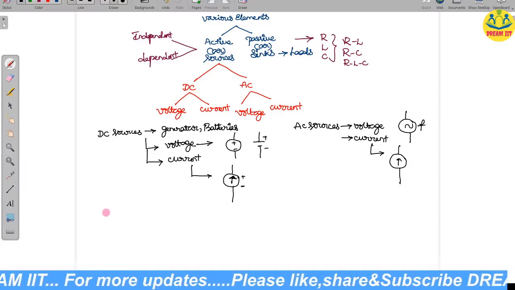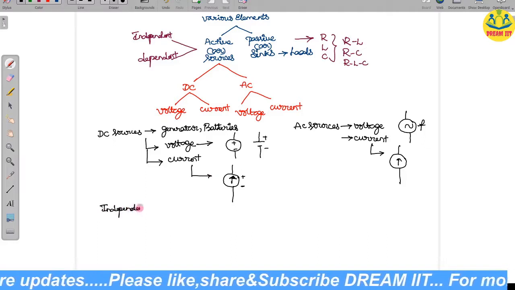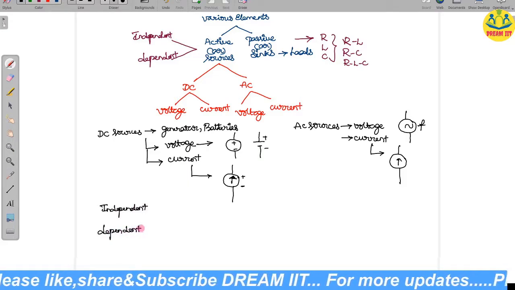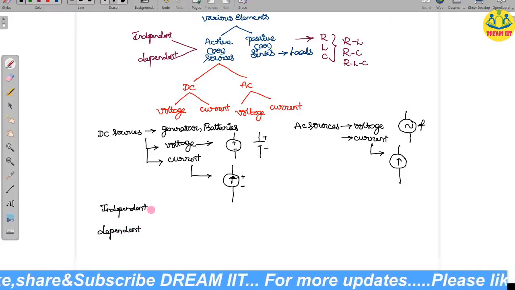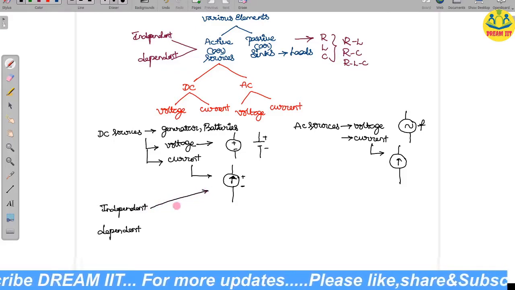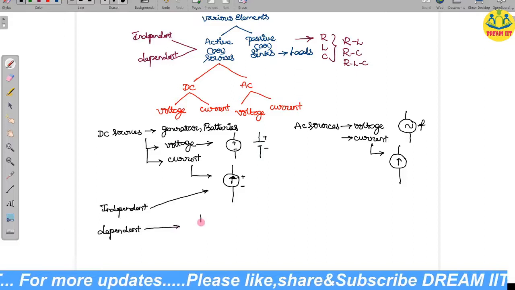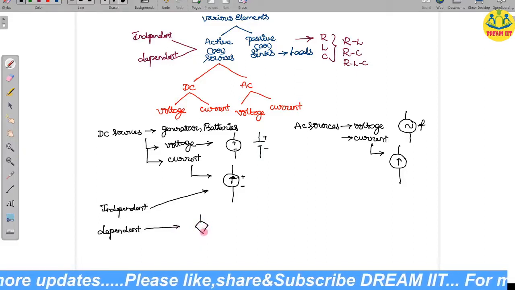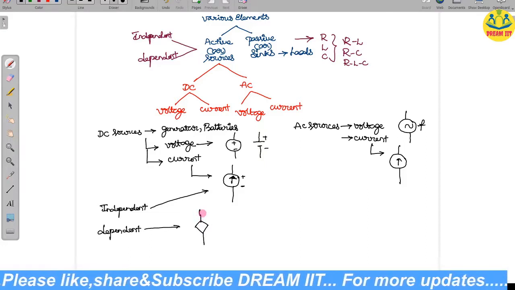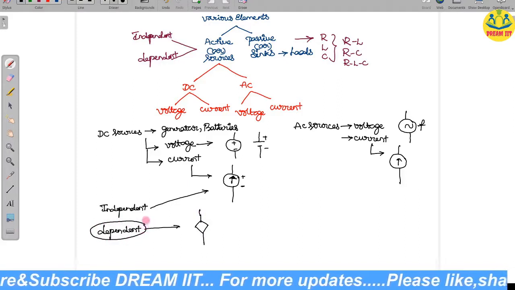Now, what is the meaning of independent sources, and what is the meaning of dependent sources? This is very important. How do we identify independent sources and dependent sources? The sources we represented here are known as independent sources. Dependent sources are normally represented in a rhombus box like this. So what is the meaning of dependent sources? They depend on another quantity of the electrical circuit.